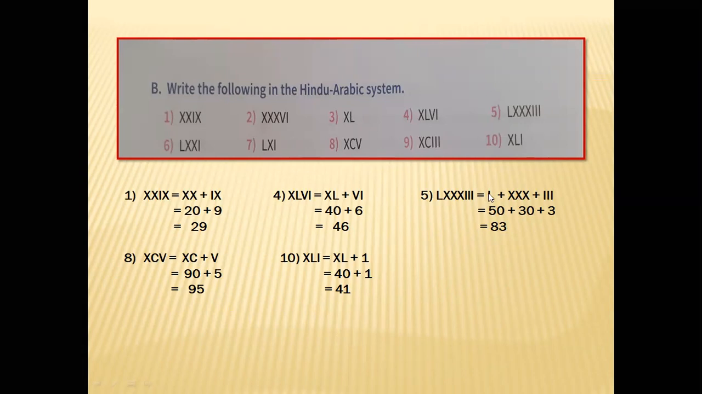L plus XXX plus 3 times I. L means equals 50. 3 times X equals 30. And then 3 times I equals 3. 50 plus 30, 80 plus 3. 83. Sixth one you have to write.